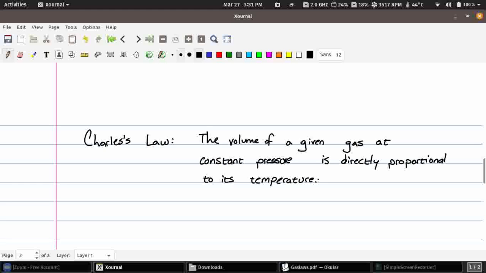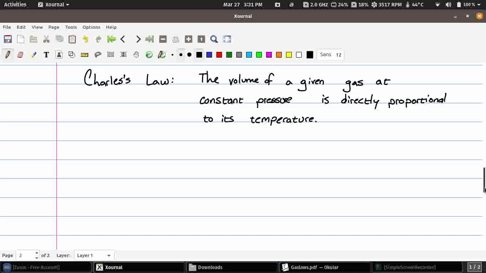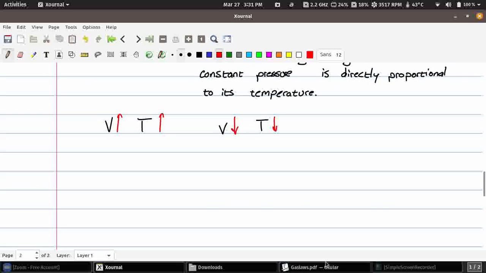Okay, so let's go over this. That means that V and T: if your volume goes up, that means your temperature has gone up. If your temperature goes down, volume goes down. Very, very simple. So let's do an equation to kind of highlight this.